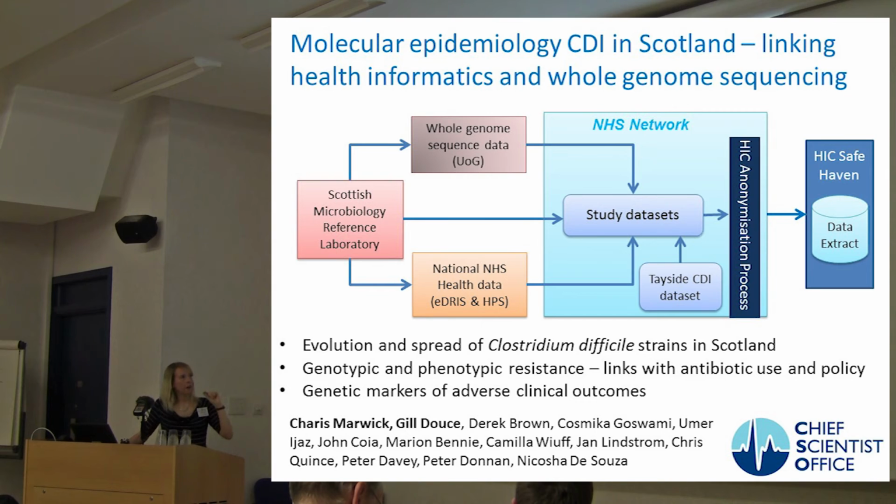So they sent the CHI number to the national health data repositories to extract data on deaths, hospital admissions, antibiotic prescribing and other prescribing as well from these national data sets. They were all sent to the NHS network in the Health Informatics Centre in Tayside, where they're all linked and anonymised and then made available to researchers in an anonymised fashion in the HIC safe haven. So this is a classic sort of health informatics model with the addition of this microbiological genome data.